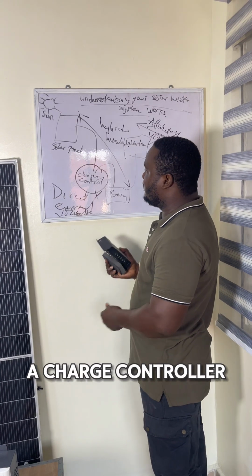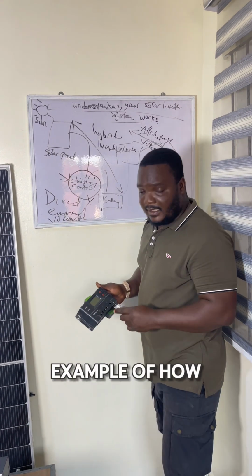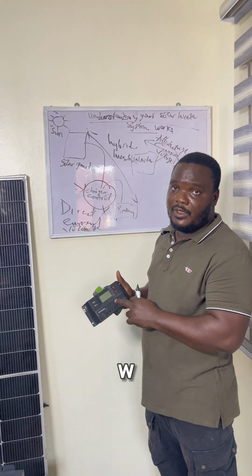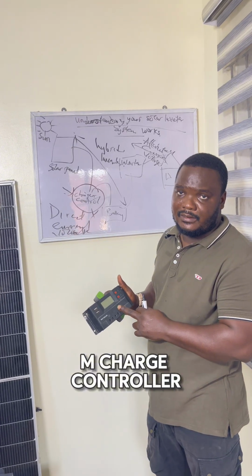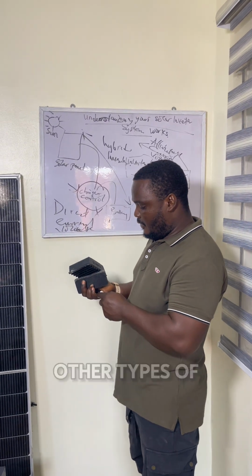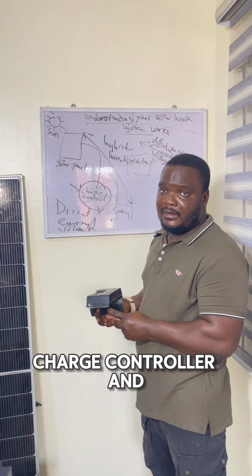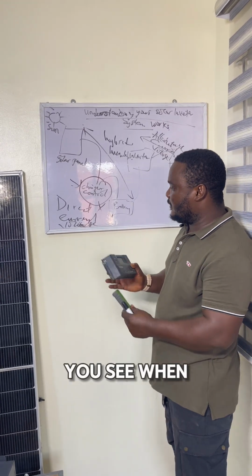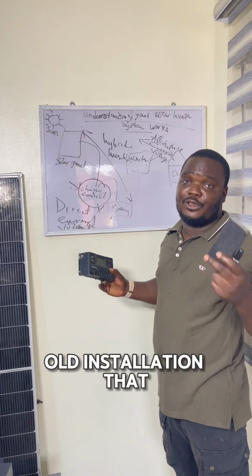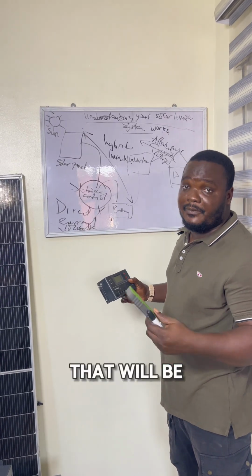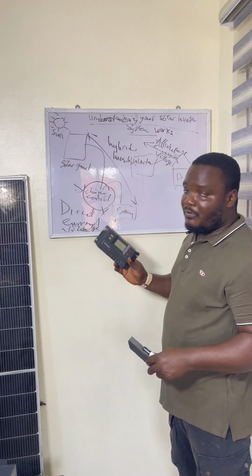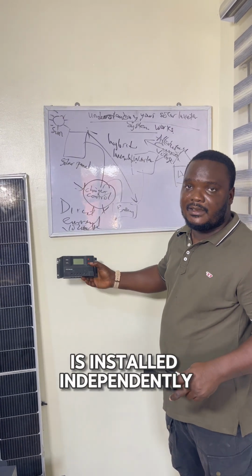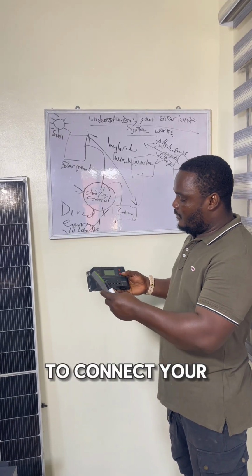This is an example of how a charge controller looks like. This is a PWM charge controller. We have other types of charge controller, MPPT, but this is PWM. You see this in old installations that were installed maybe a very long time ago. Most of them come with a charge controller. The charge controller is installed independently to connect your panel.